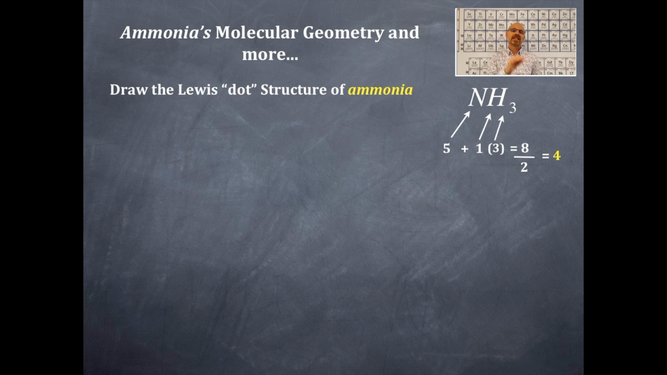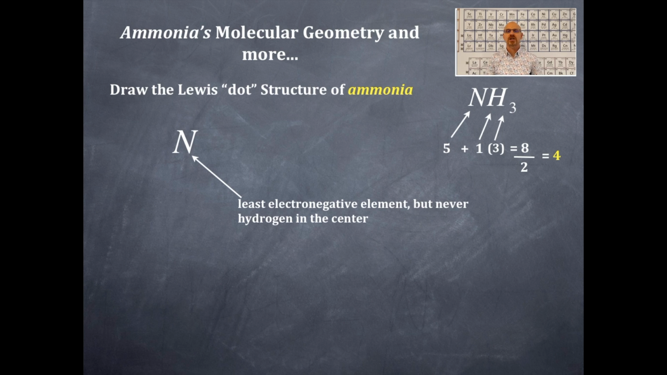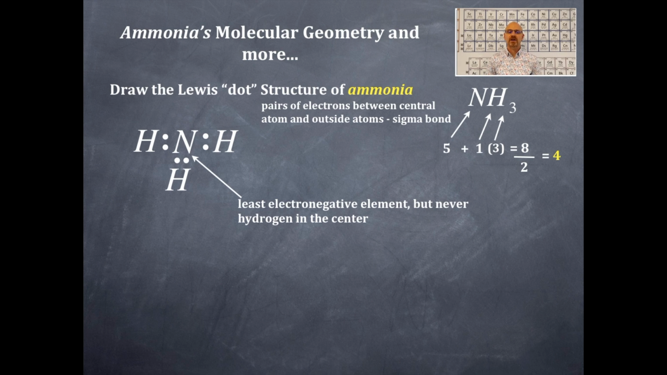Now, the least electronegative element goes in the middle, but never hydrogen. Therefore, the nitrogen goes right smack in the middle. Okay, now I'm going to spread the hydrogens around the nitrogen like thus. Now, I'm going to follow the rules of electrons. That is, I'm going to place these 4 pairs of electrons. So I'm going to put bonding pairs of electrons in between the central and the outside elements. That is done just right there like that.